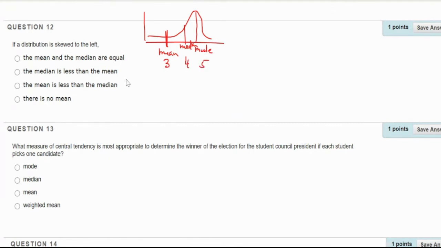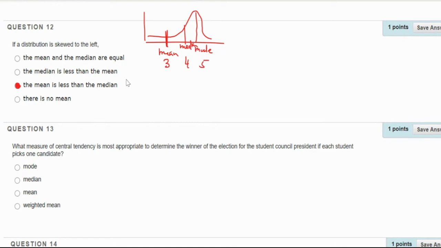Let's see what they are telling us. They said the mean and the median are equal. No, this is only true if they are symmetrical. The median is less than the mean? No. The mean is less than the median. So which one should we choose? The mean is less than the median. Excellent. Very good. Okay, we get to the next question.